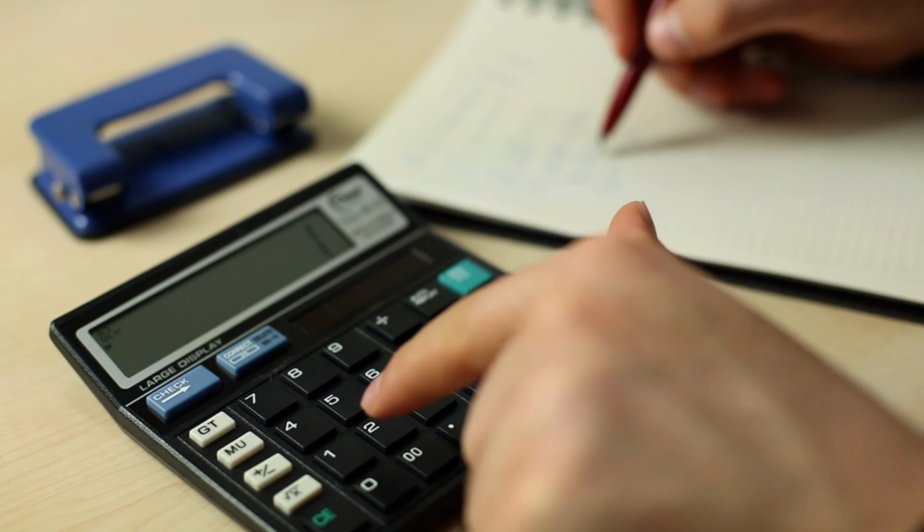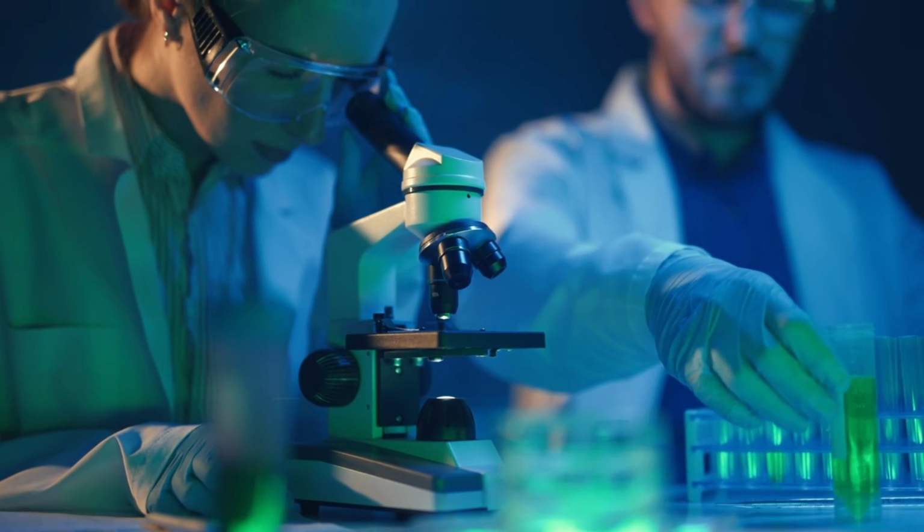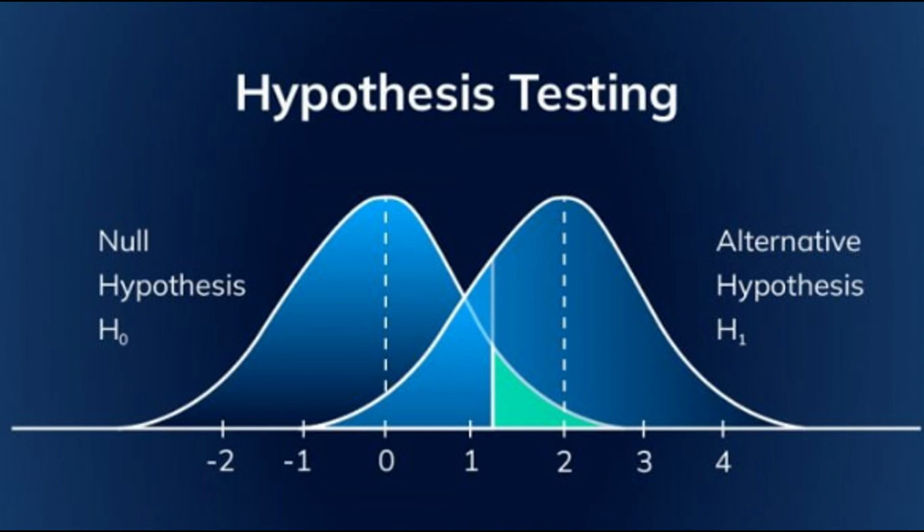After calculating the p-value, scientists make a decision. If p is less than 0.05, reject H0, the protein test works. If p is greater than or equal to 0.05, fail to reject H0, not enough evidence.